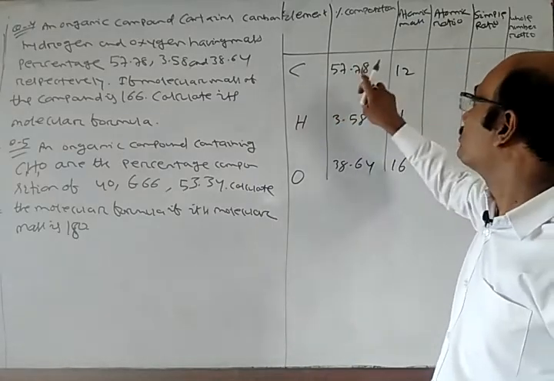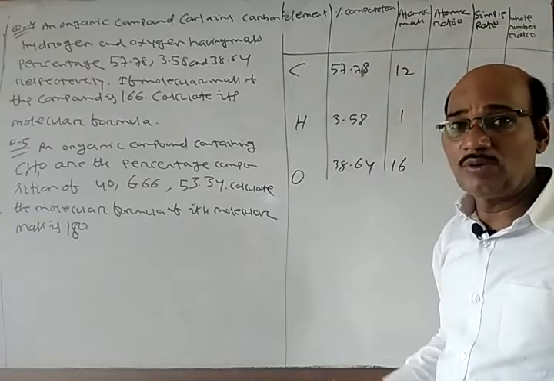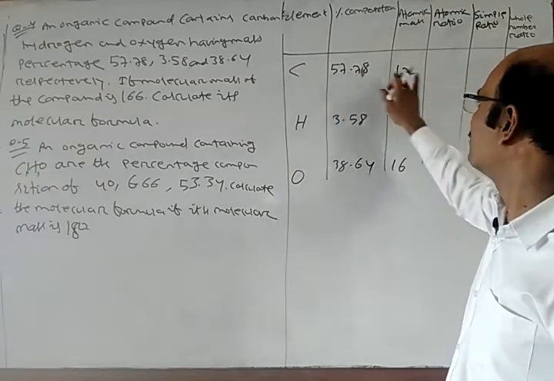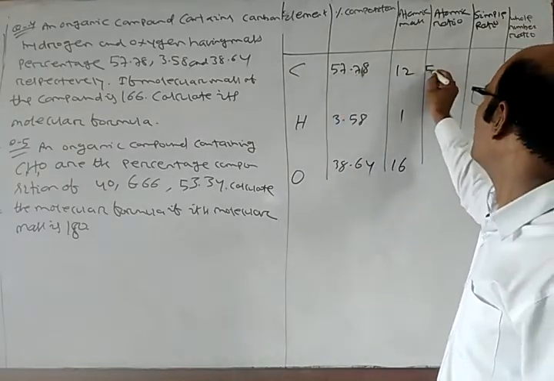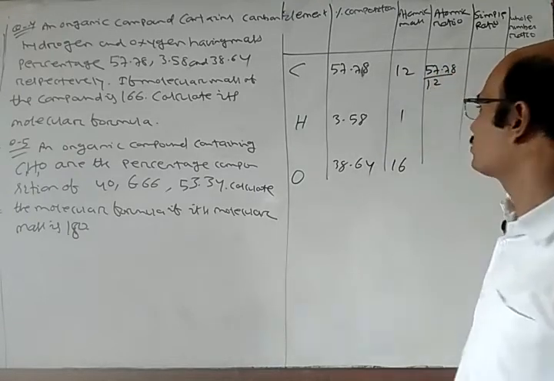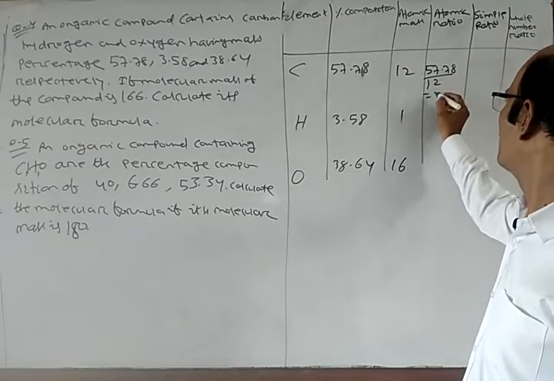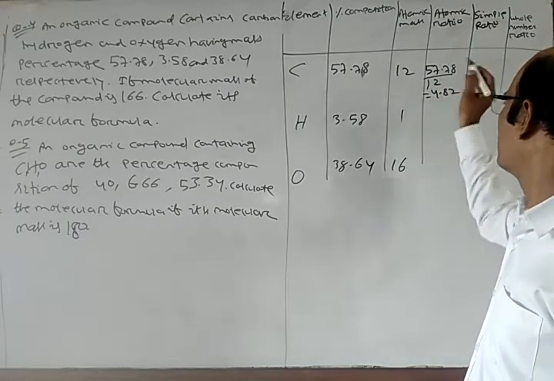So this much of carbon is equal to mass equal to how many atoms? How can you find out? This divided by this. So 57.78 divided by 12. Similarly, on division you can get 4.82.